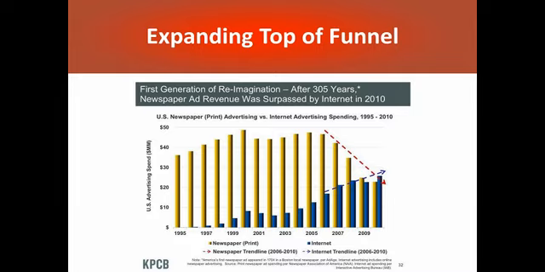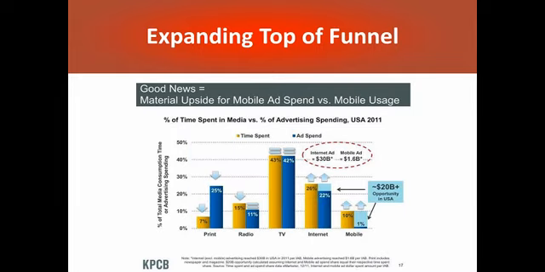But the next slide is the interesting one. What this slide shows, if you can see it, is the amount of time that people spend on certain medias versus the amount of advertising spending on those medias. So as you can see in the middle, TV is about equal. People spend 43% of their time watching TV, and 42% of the ad spend is on TV. The interesting one is print, where 25% of the spend is there, but only 7% of the time is spent in print. And you know what's going to happen there.